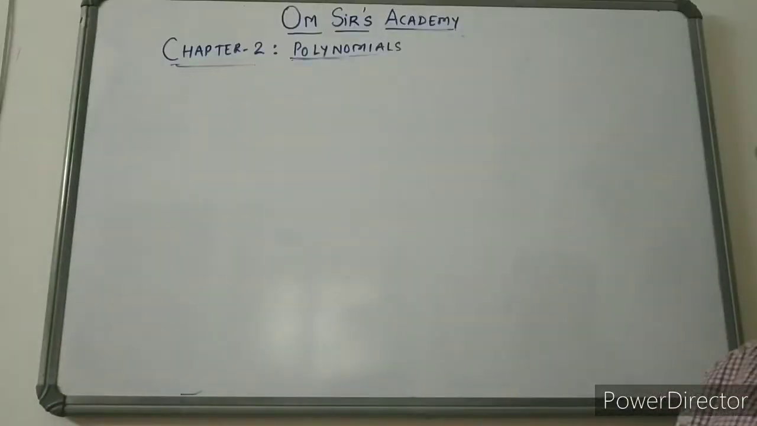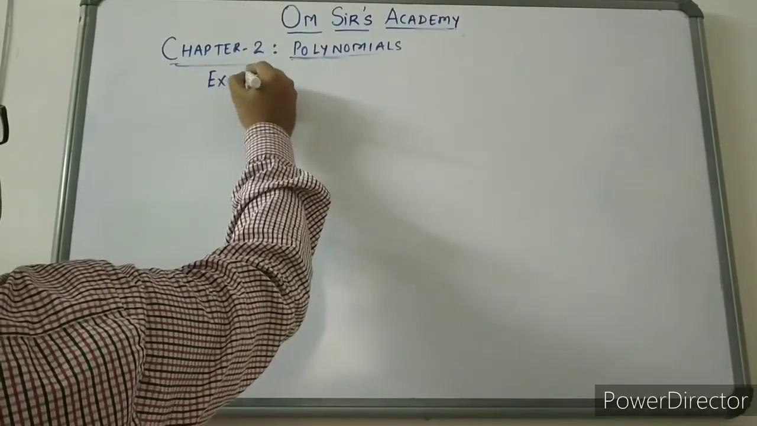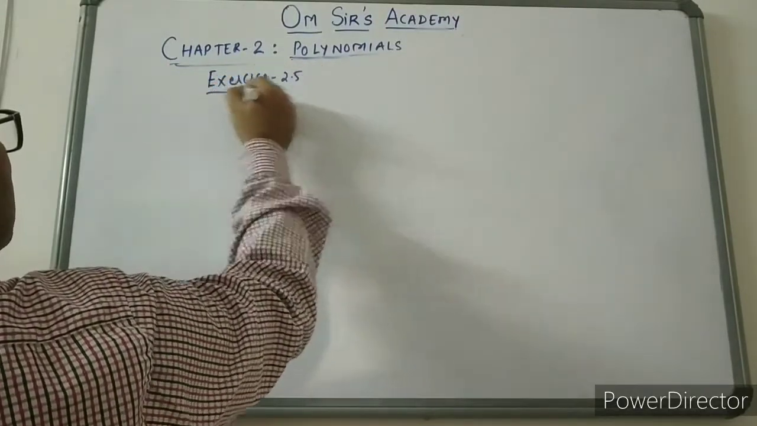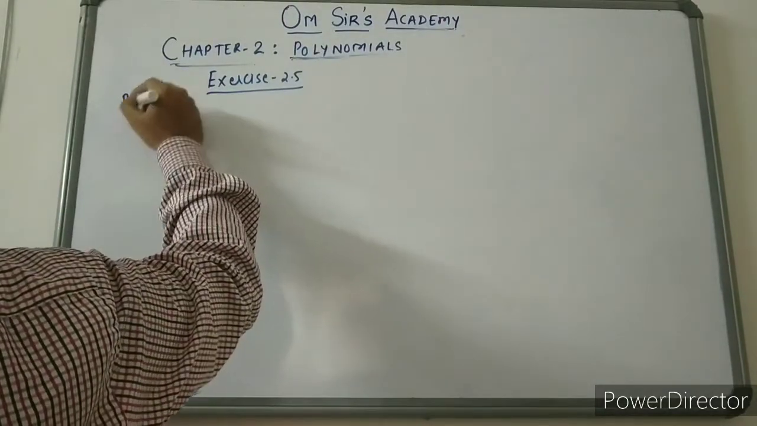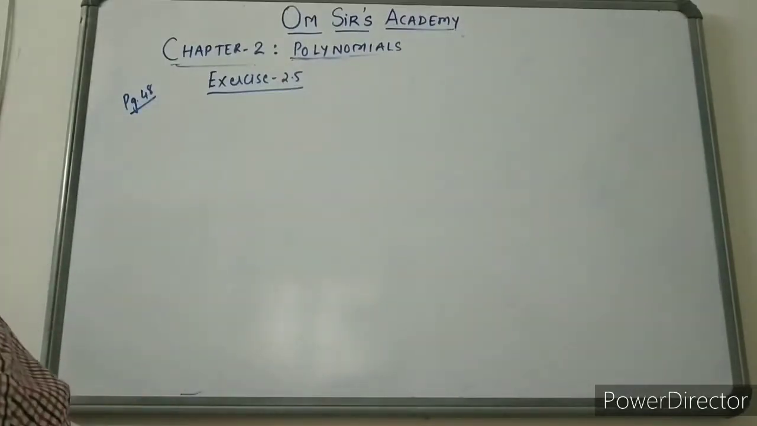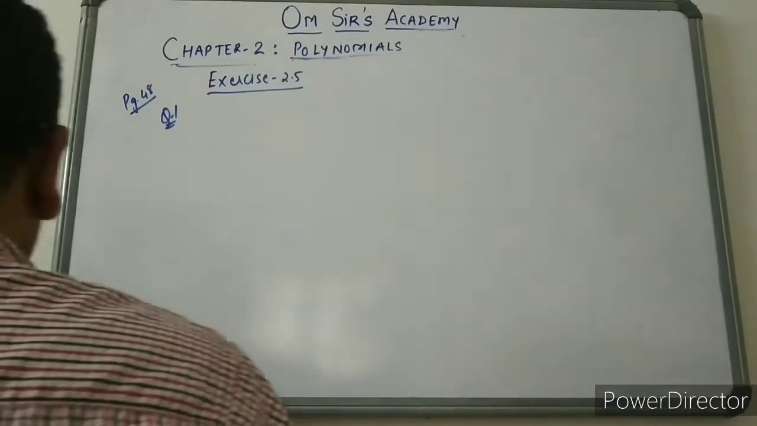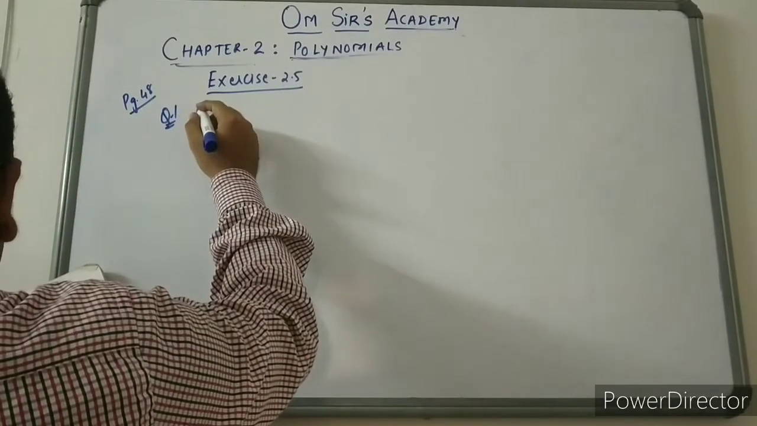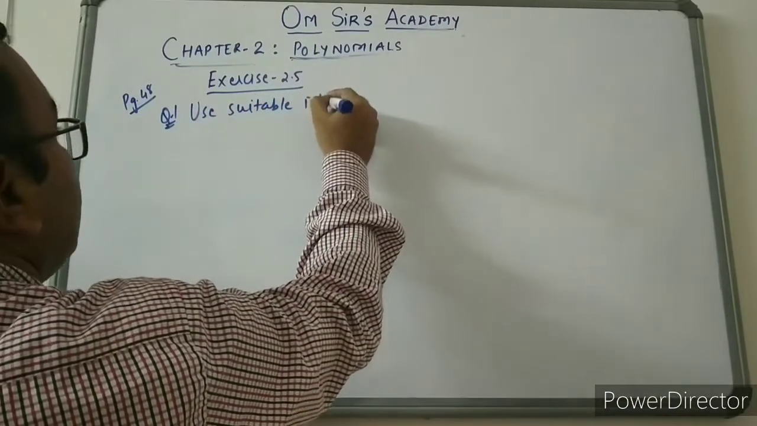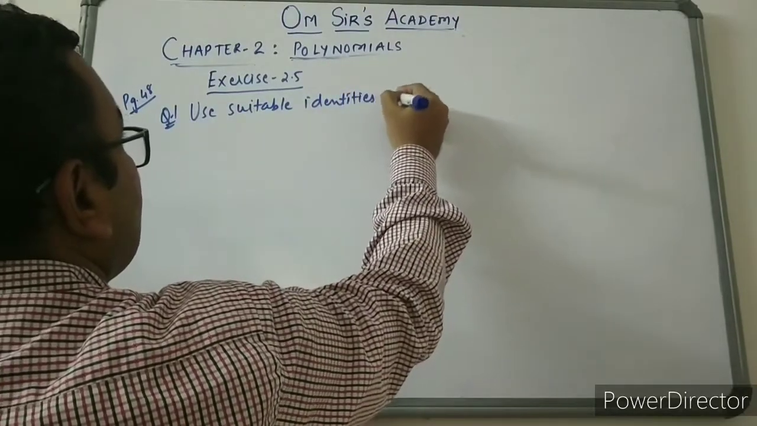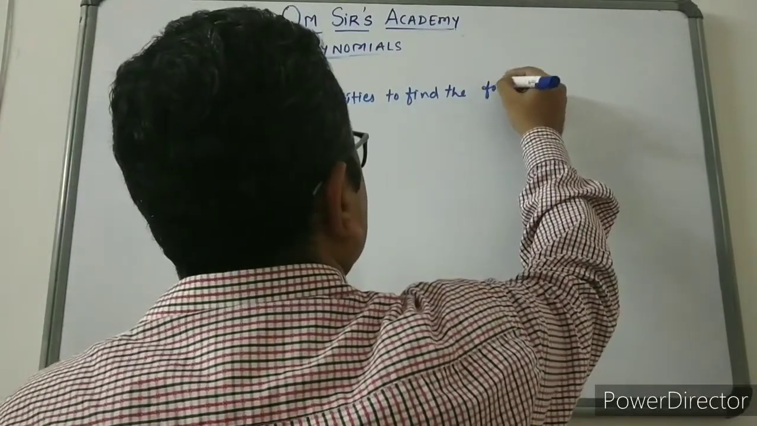Now we are going to solve the last exercise, that is exercise 2.5 of this chapter. Exercise 2.5, textbook page number 48. Now friends, what is the first question given in 2.5? The first question is: use suitable identities to find the following products.